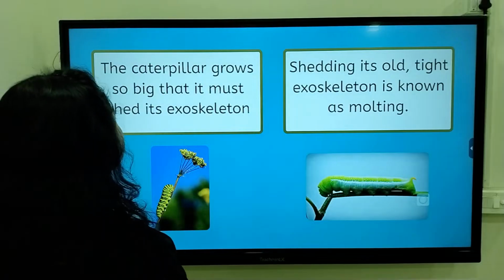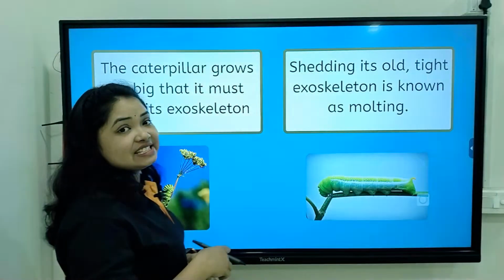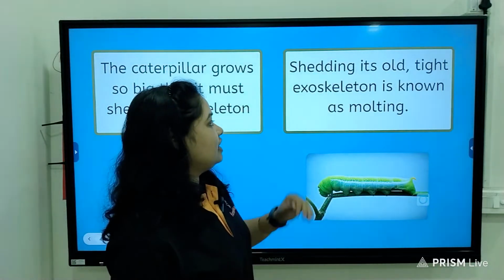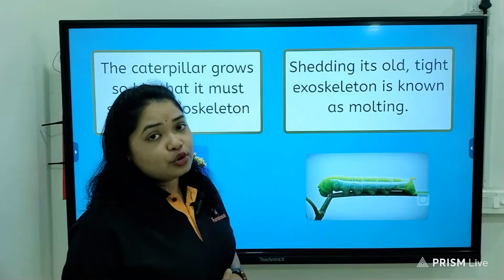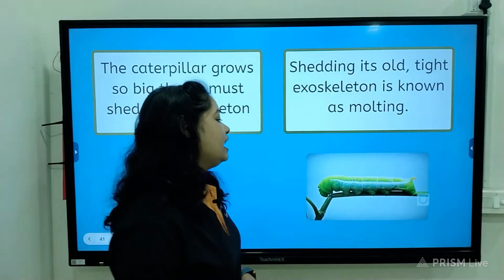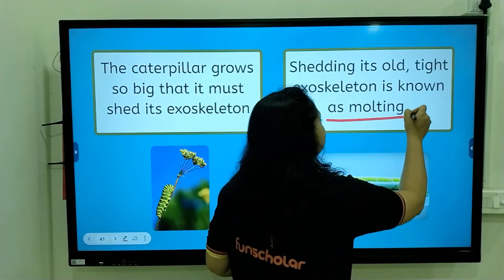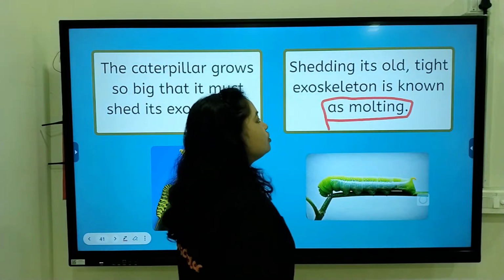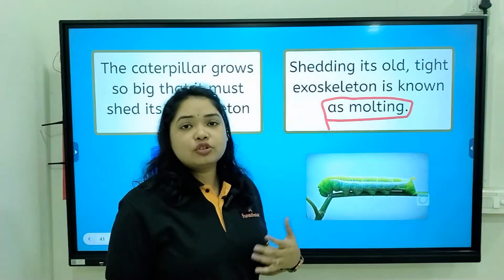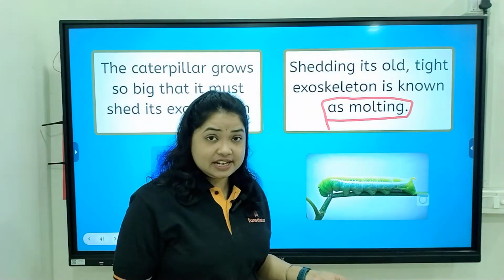The caterpillar grows so big that it must shed its exoskeleton, that means the skin. Whenever it sheds its old tight exoskeleton, because it has outgrown it and can no more fit in it, it will shed it off just like snakes. This process is known as molting. So molting is the process in which the caterpillar, which has outgrown the size of the exoskeleton, will shed off its skin.